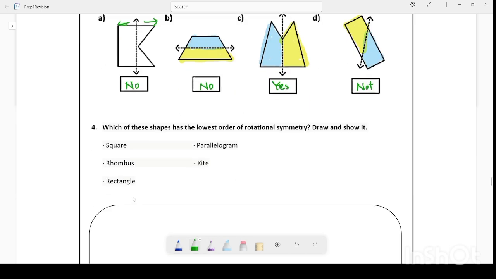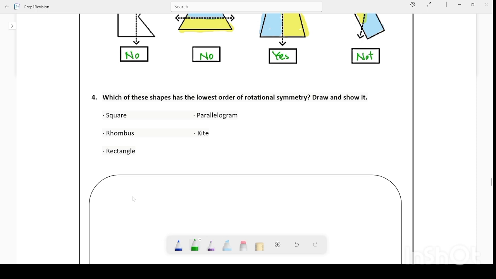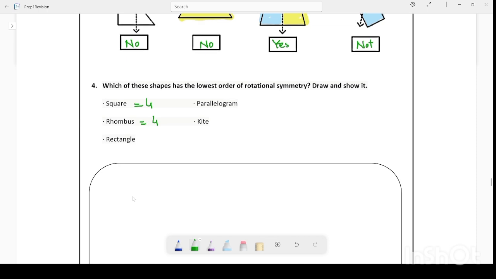Okay, now which of these shapes has the lowest order of rotation symmetry? We know that a square has 4 orders of rotation symmetry. Rhombus has 4? No, sorry. A rhombus is the compressed form of that square shape. So it will not give us the same shape, but it will give us 2 times the order of rotation symmetry, which I'm showing you here.